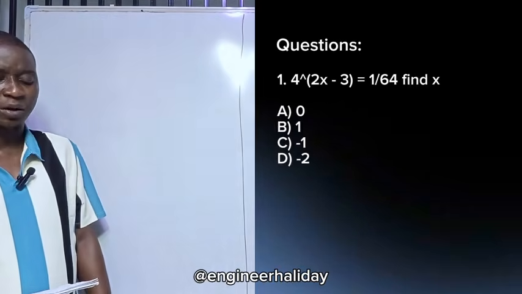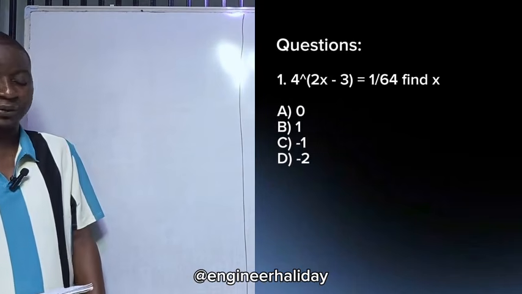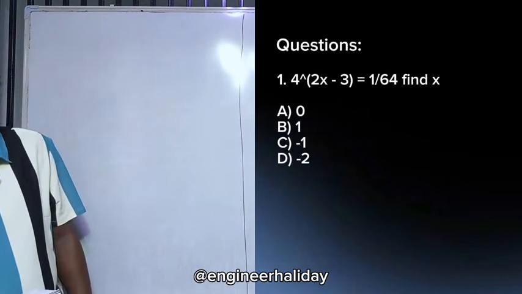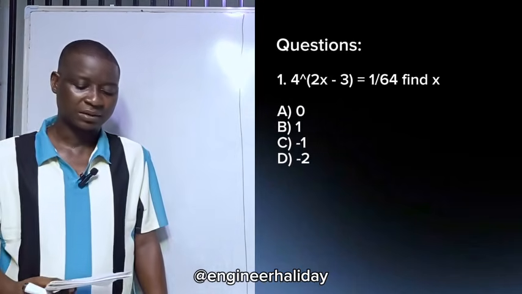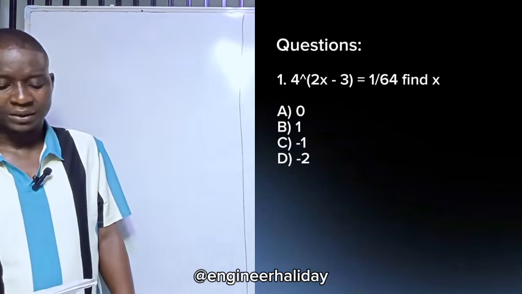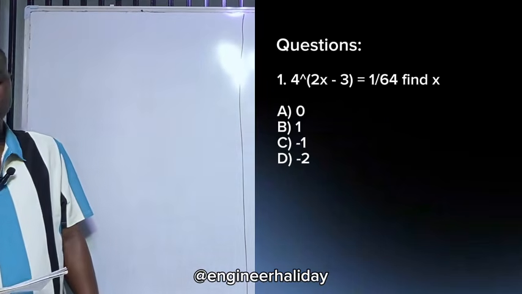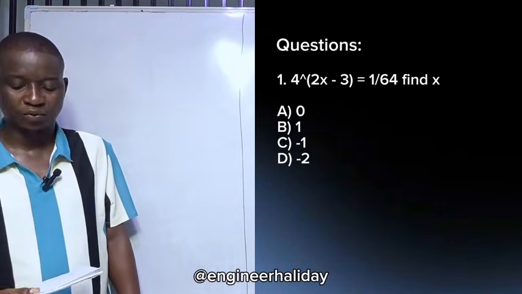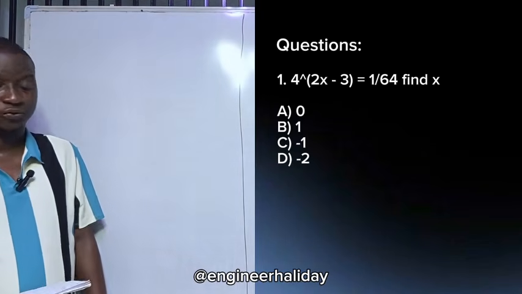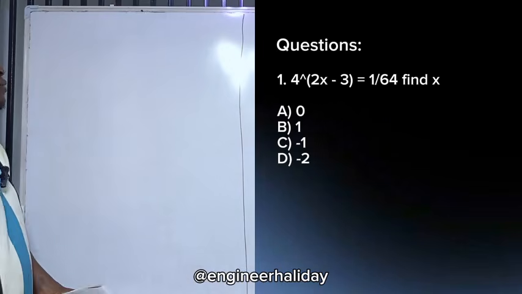Number one says 4 raised to 2x minus 3 equals 1 over 64. Find x. Option A says 0, B 1, C minus 1, and D says minus 2. Let's solve.